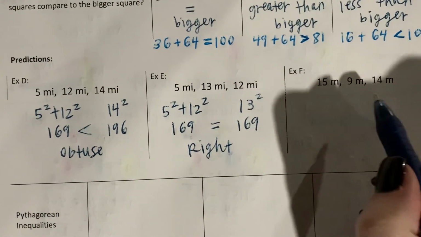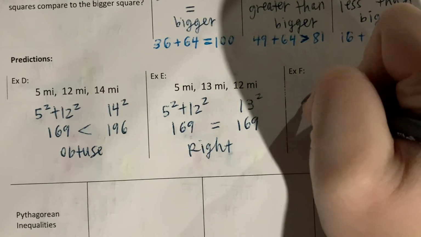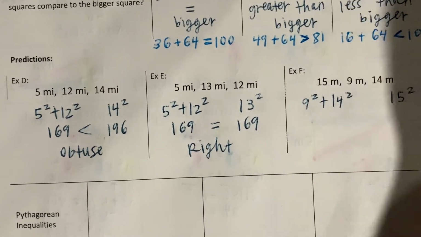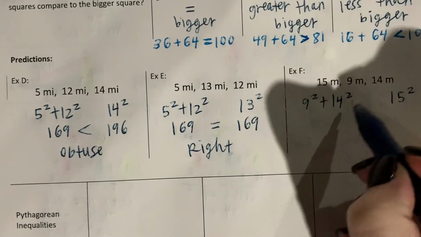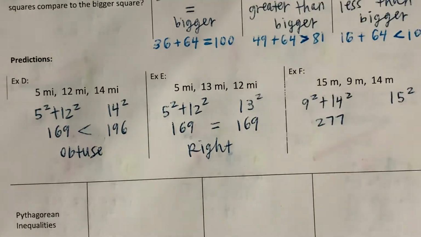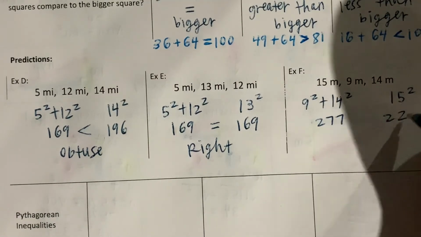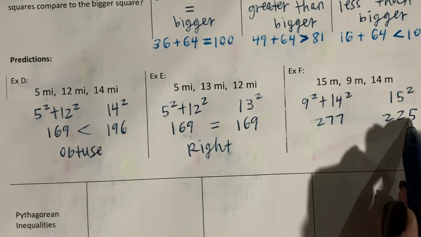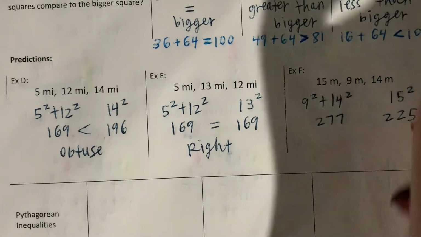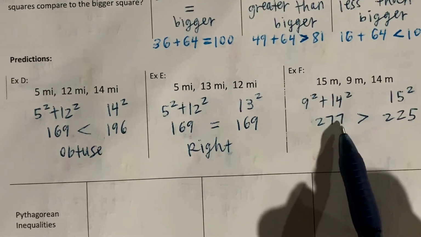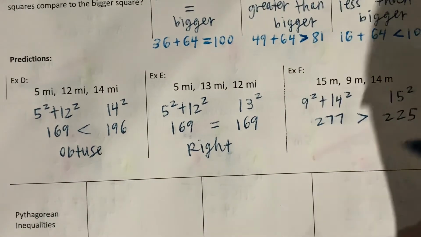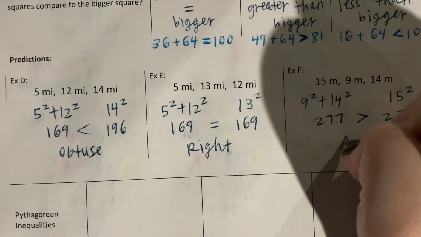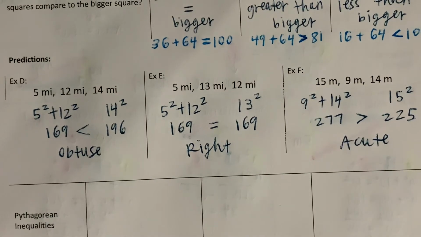Example F, my 2 smaller sides would be 9 and 14. So I'm doing 9 squared plus 14 squared, comparing it to my bigger square, 15 squared. 9 squared plus 14 squared gives me 277. 15 squared gives me 225. I like to think of it as I'm observing what's happening to my bigger square, or my c squared. And I see 225 here is less than my smaller squares. 225 is less than 277. And so this would be an acute triangle.